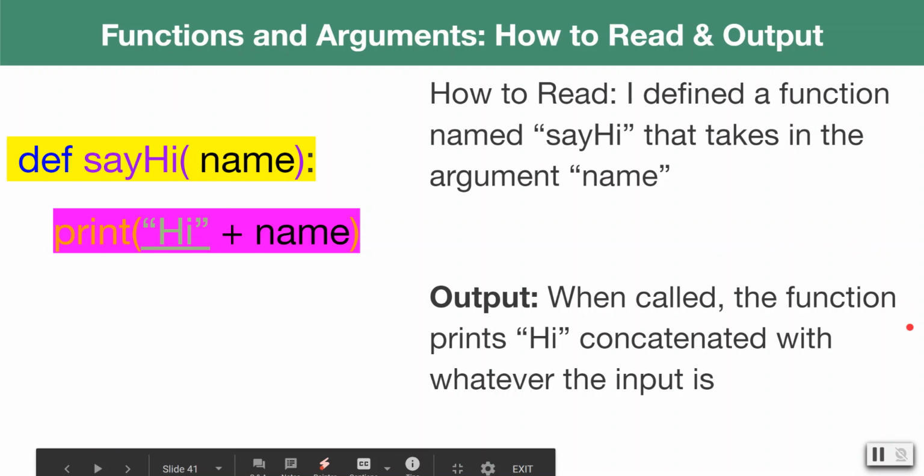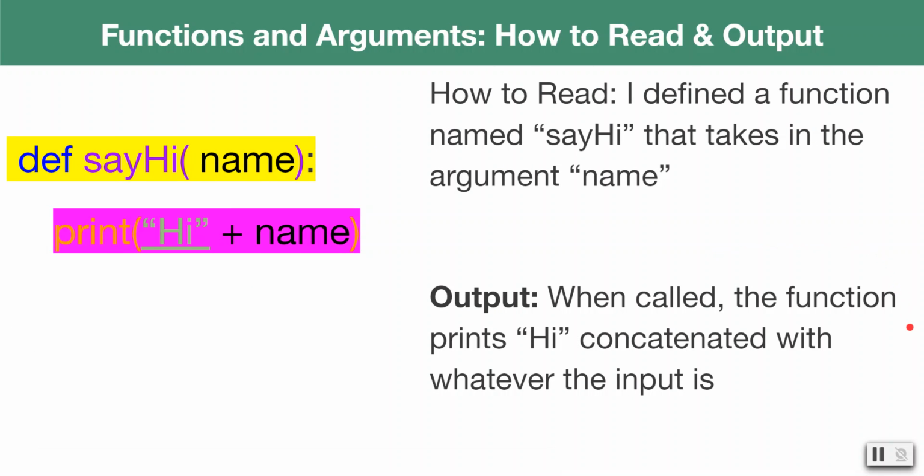So how to read: we find a function named say hi that takes in the argument name. When called, the function is going to print out "hi" concatenated with whatever the input is.